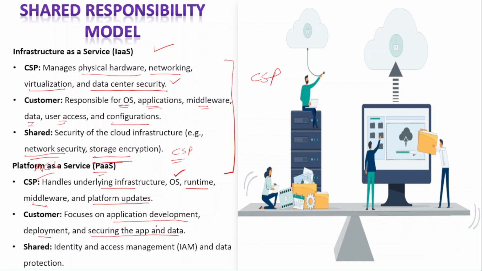So here the customer only develops the application, then deploys it, and handles the security of the application and data. And what are the shared responsibilities? The shared responsibility includes identity and access management, that is IAM, and data protection. So as you can see, the data protection is shared again between the CSP and the user.